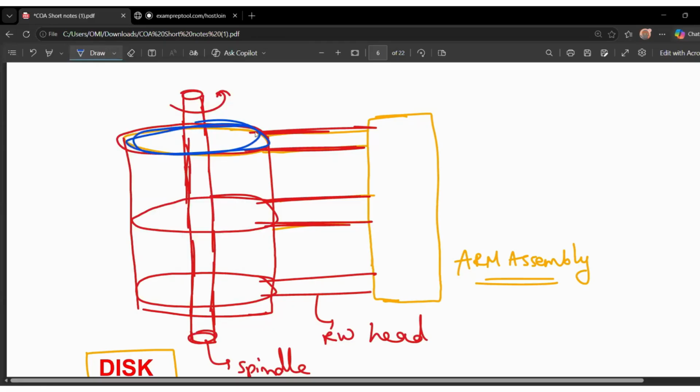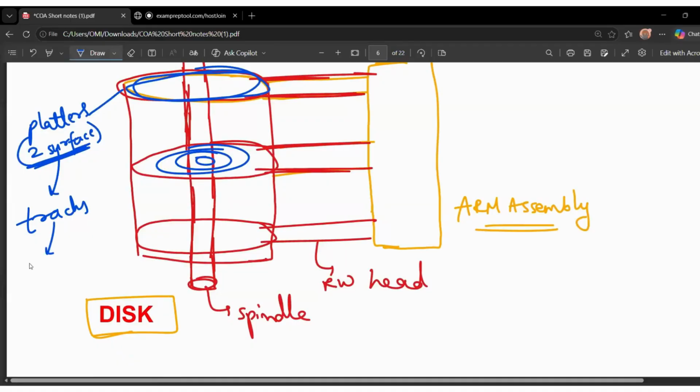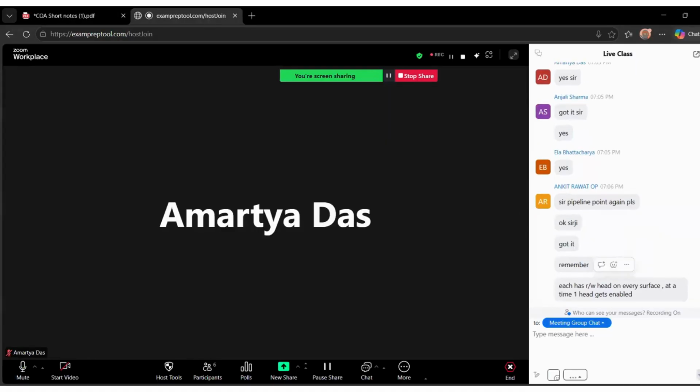Each particular platter, this is the platter. These are the platters. Each platter has two surfaces, like front and back. Each surface will be divided into tracks. Then each track will be divided into sectors. On every surface at a time, one head gets enabled.